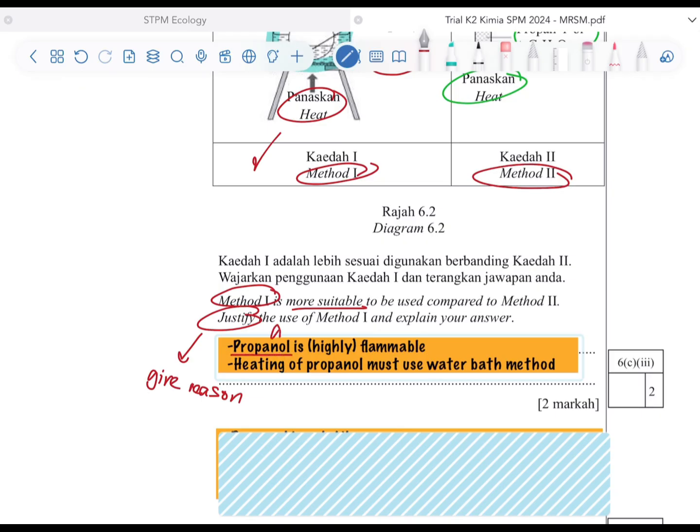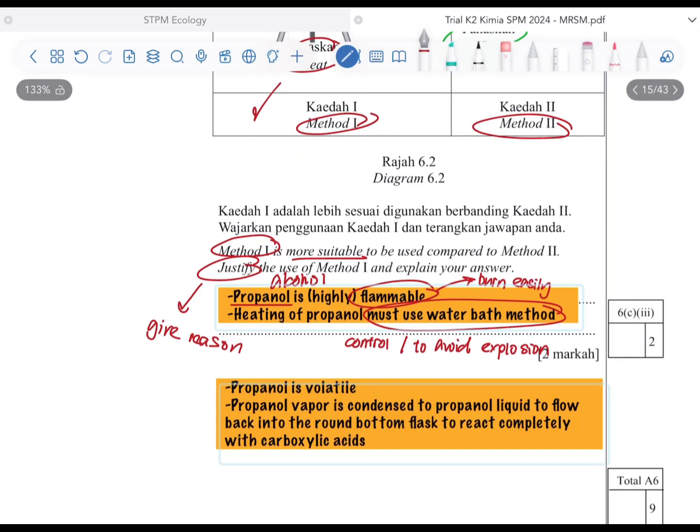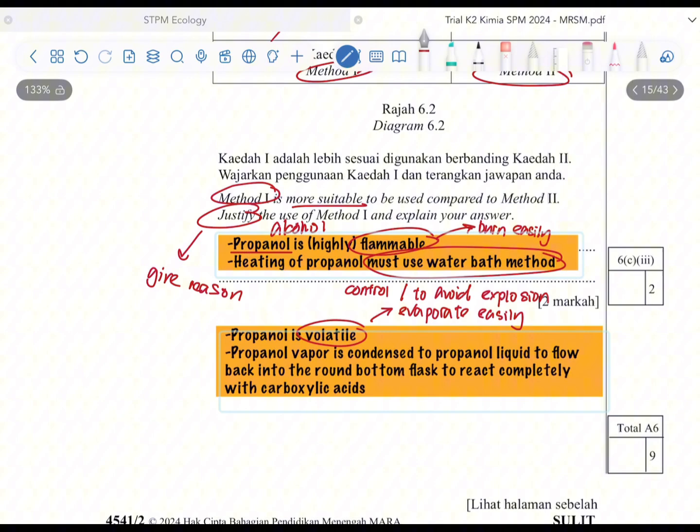Propanol is an alcohol. The characteristic of alcohol is that it is very flammable, which means it can burn very easily with a very big flame. So the heating of the propanol must use the water bath method to control it, to avoid explosion. We cannot directly burn the alcohol or else it will explode. And then the second answer would be, okay, propanol is volatile. It means that it can evaporate very easily. So this propanol vapor is condensed to propanol liquid to flow back into the round bottom flask to react completely with the carboxylic acid.